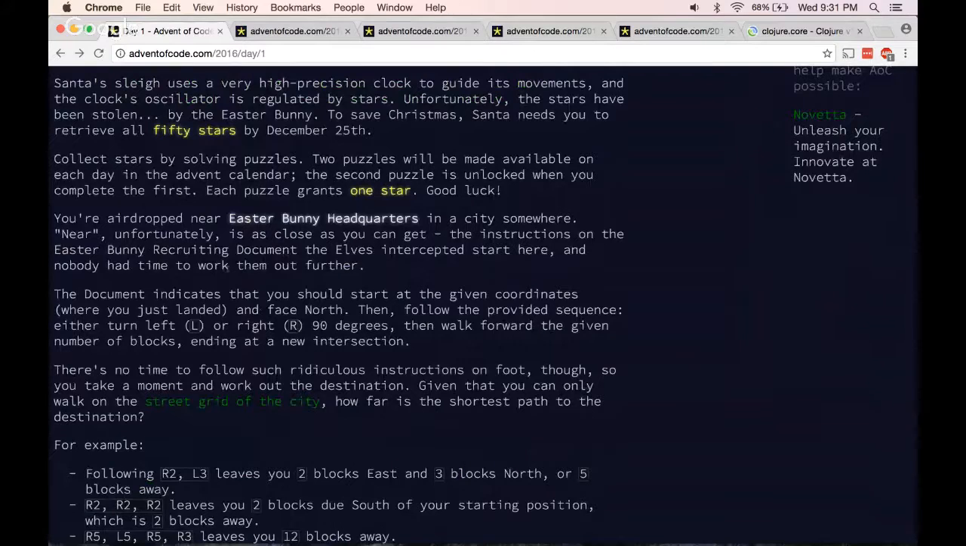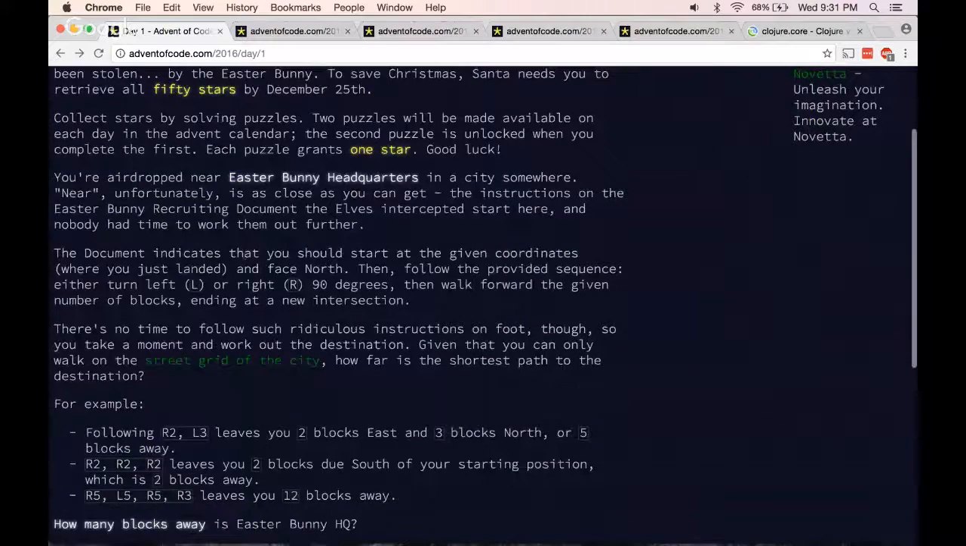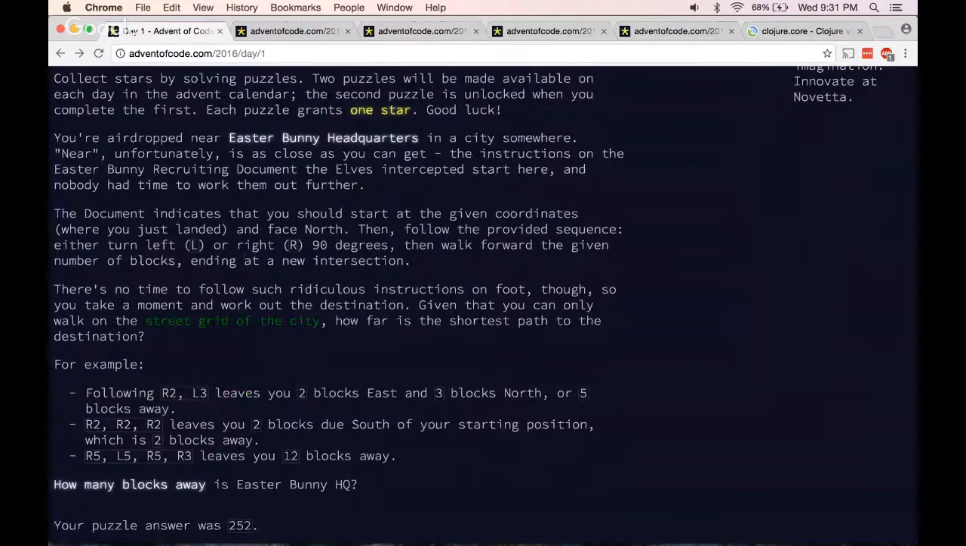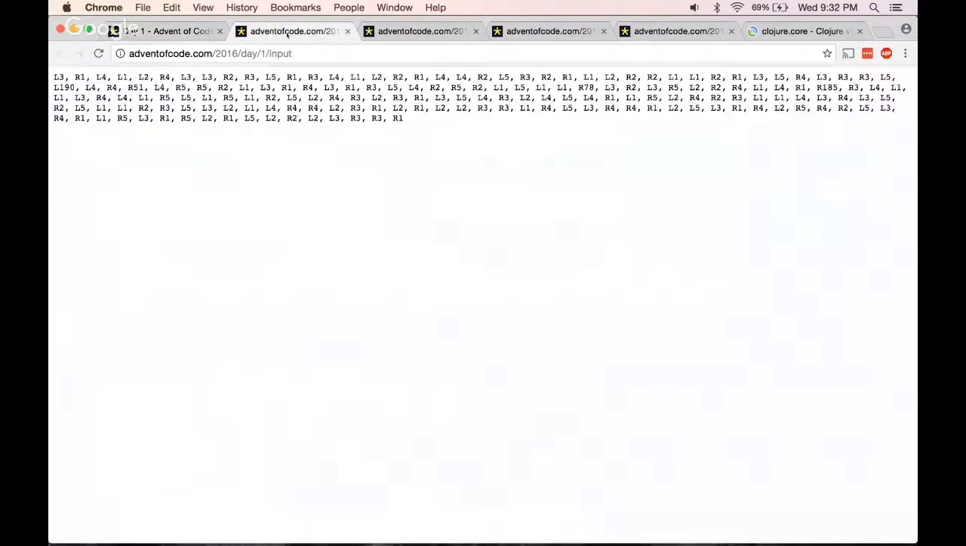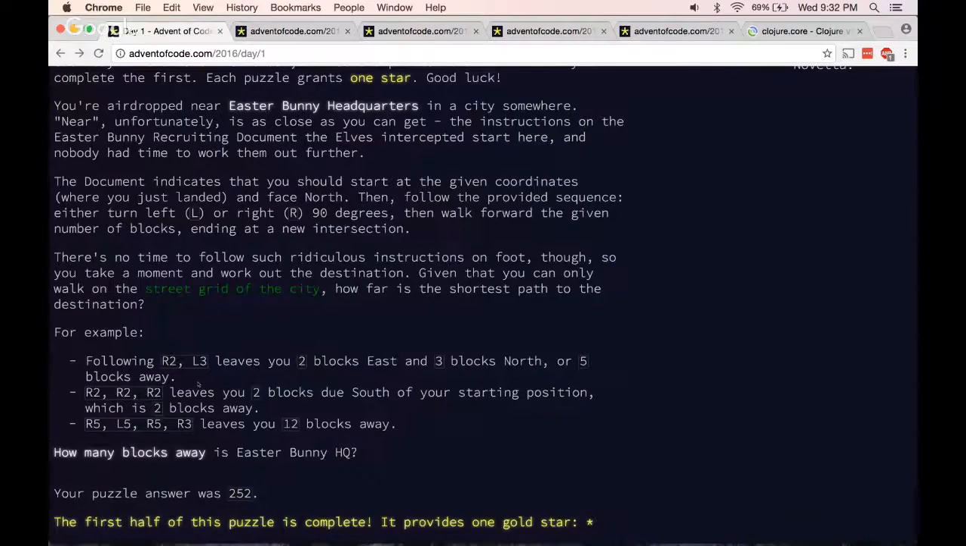So this problem is a state machine problem. You basically have a state given by your position and your bearing, and then you receive a list of inputs like these telling you how you're going to change your bearing and then how many steps forward to take. So what approach should I use?